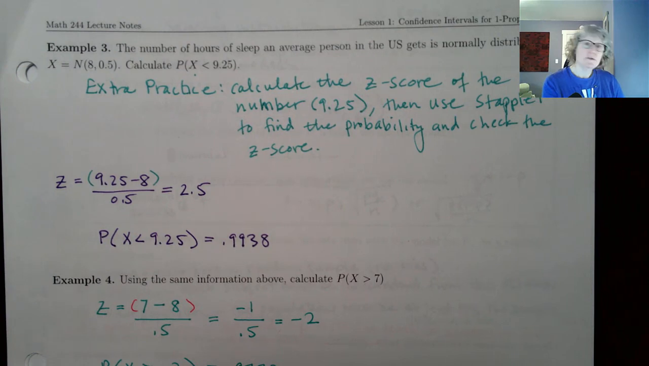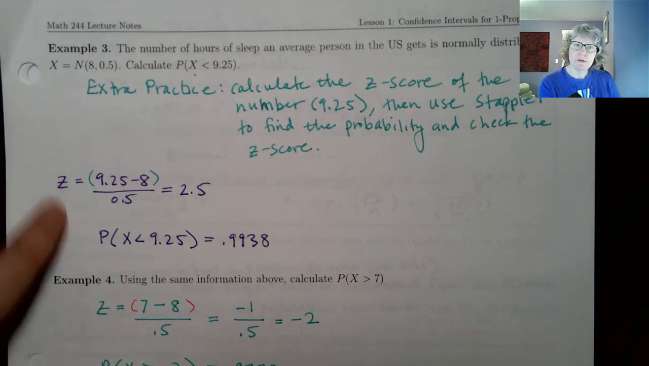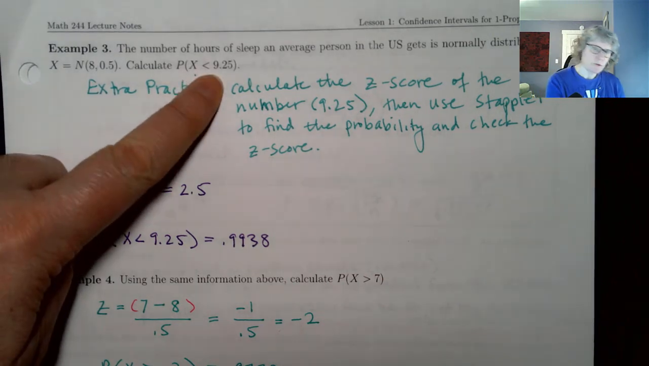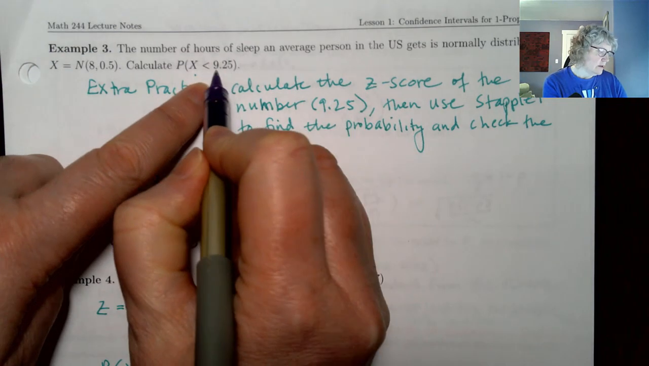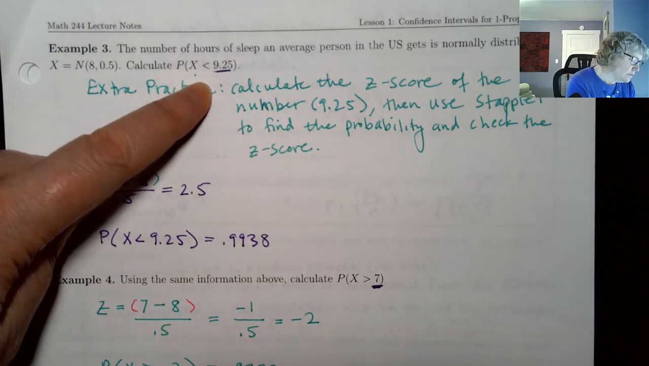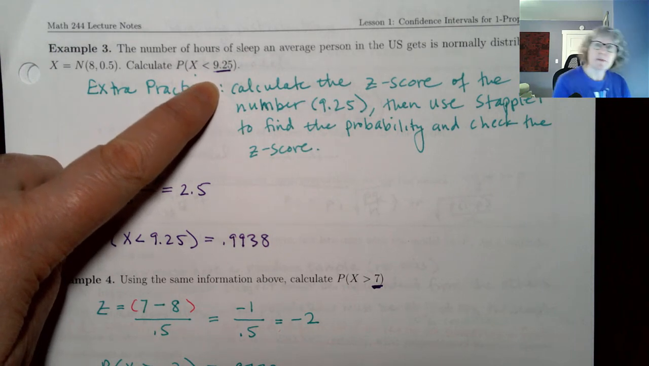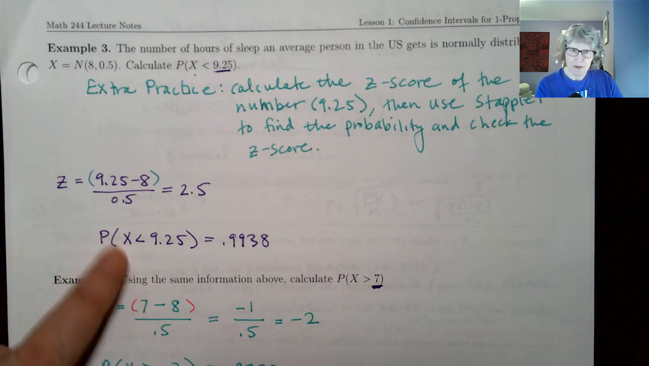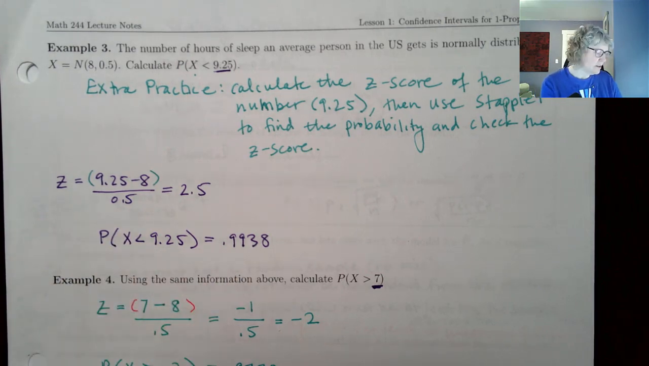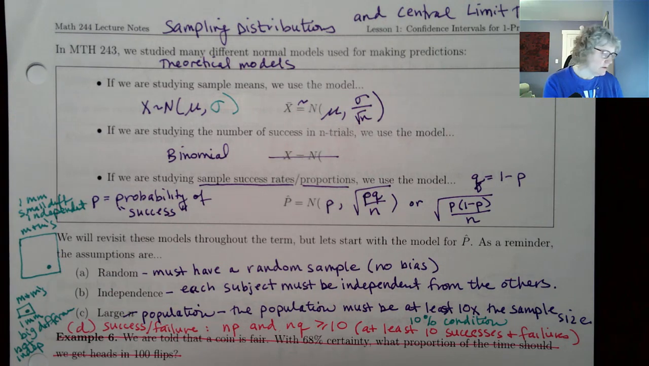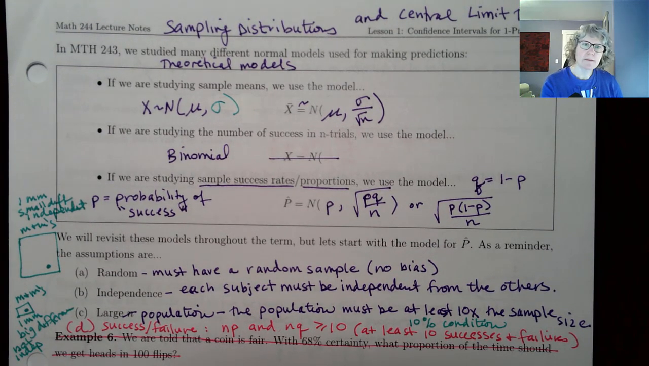Okay, I left this example 3 for extra practice, so feel free to do those. I have written them out so you can check yourself here. So first, for each number in the parentheses here, find the z-score, because Statplet is going to tell you that, and then find your probability using Statplet, and you can check your z-score with that. So I'll leave that for you to try.